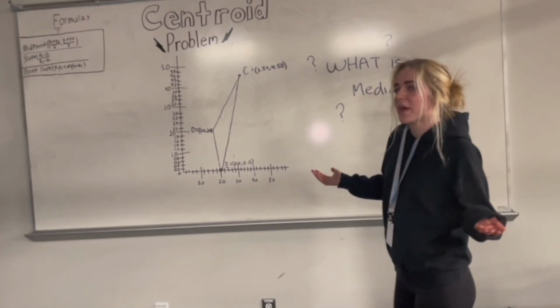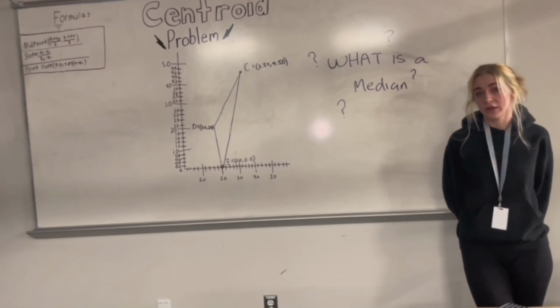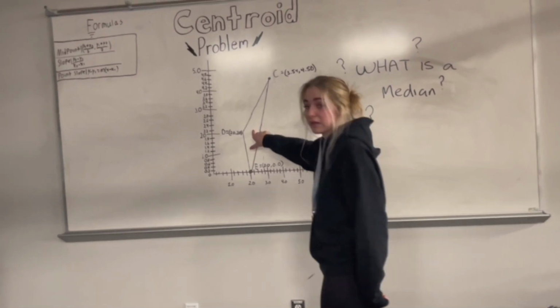What is a median? A median is a segment of a triangle. It connects the vertex to the midpoint. All triangles have 3 of them. They all intersect, and in the middle of the intersection, that's how you find the centroid.